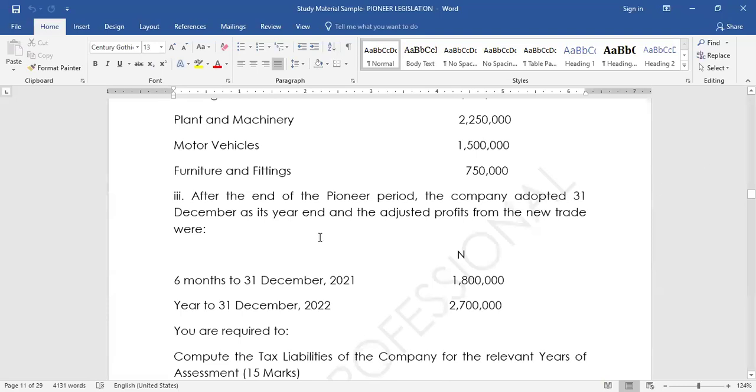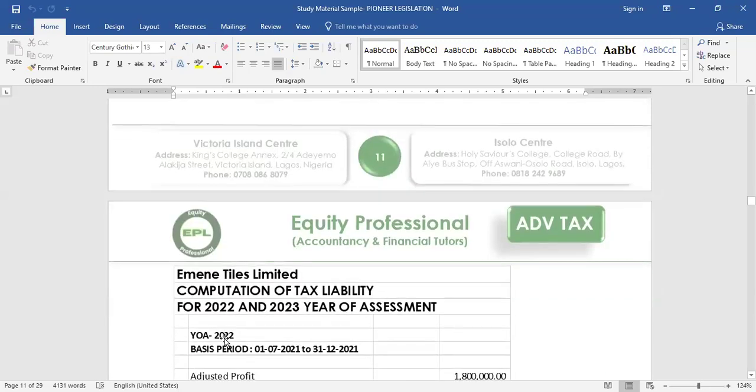Look at this: 6 months, which started 1st July 2021 to 31st of December 2021. The year of assessment is going to be which year? 2022 year of assessment. The basis period is 1st of July 2021 to 31st December 2021. So the year of assessment is 2022, basis period 1st of July 2021, this is the post-pioneer period, to 31st of December 2021. What rule am I following? Commencement rule.